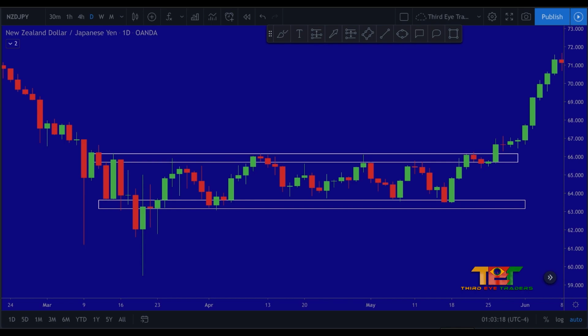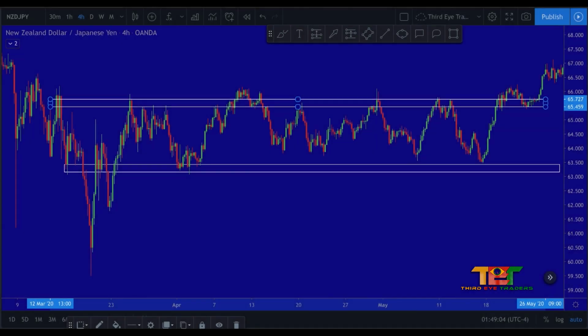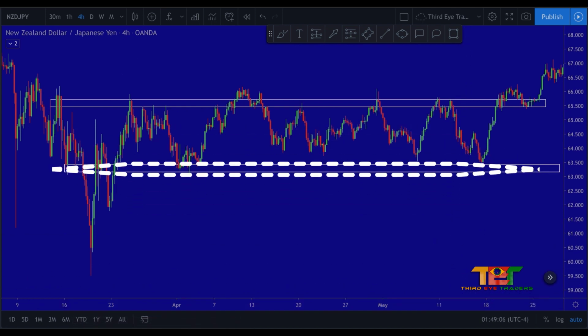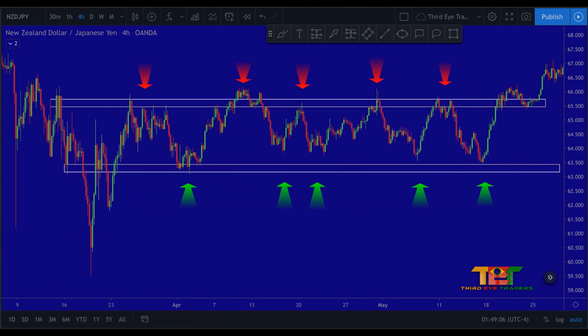Now let's zoom down on the hour 4 chart. Now that we have zoomed down on the hour 4 chart, step number 2, we like to identify price action exhaustion and major areas of rejection. We notice with exhaustion, price action tends to lose steam while approaching these levels.